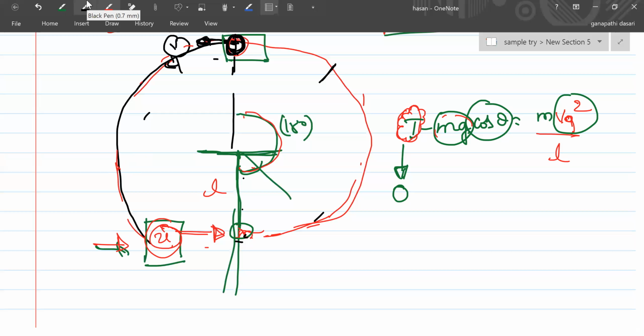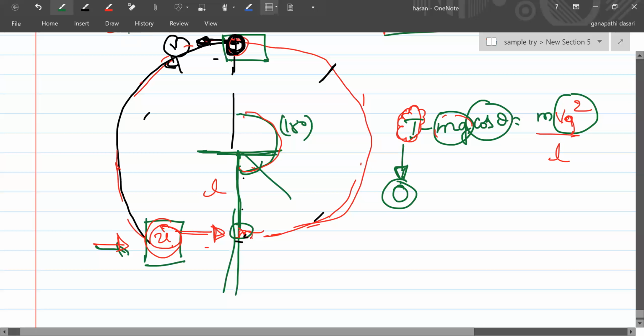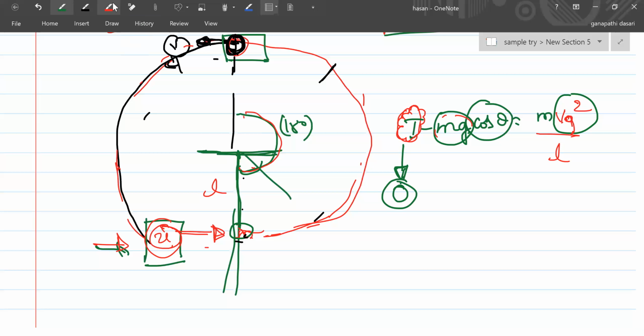For the minimum, I take tension to be 0, because tension cannot be negative; it cannot suddenly start pushing, it can only pull. Now, T minus mg cos theta: cos 180 is minus 1, so 0 minus mg times minus 1 equals mv_Q squared by L. Minus minus becomes plus. Then v_Q becomes root gL. Got it? This is the minimum velocity it should have here so that it can complete a circular motion.